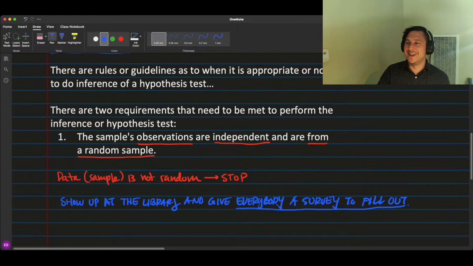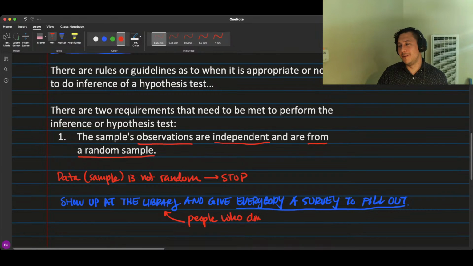Yes, thank you. People who don't go to the library are not going to be in your survey. Yeah, I know, that was sort of funny. There are very few illiterate people, so let's just be a little kinder and say people who don't go to the library.